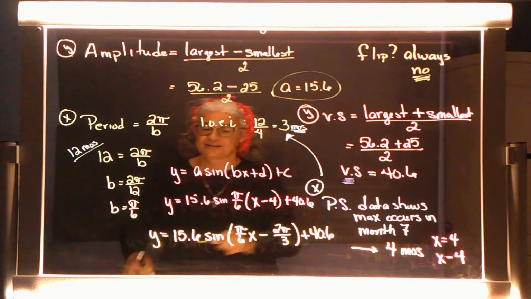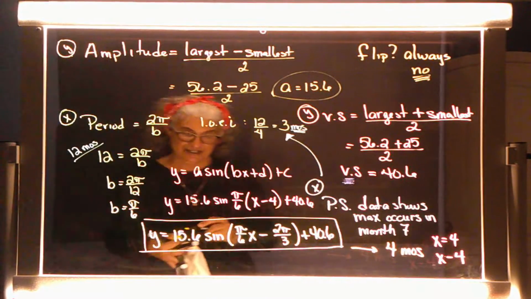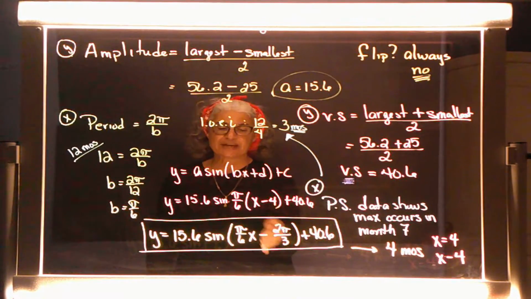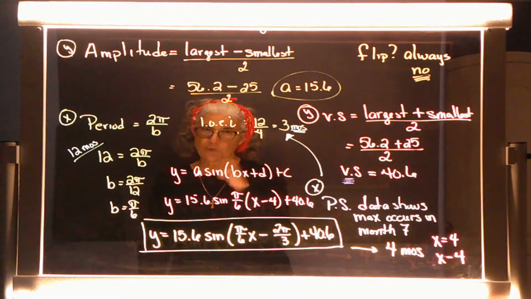Cool? This is the sine function that goes with that data in Alaska. So now, x is the number of months. They could give me any months they wanted. I would plug it in and it would give me the temperature for that month. Good? Okay, so hang in there. We've got one more problem to work.